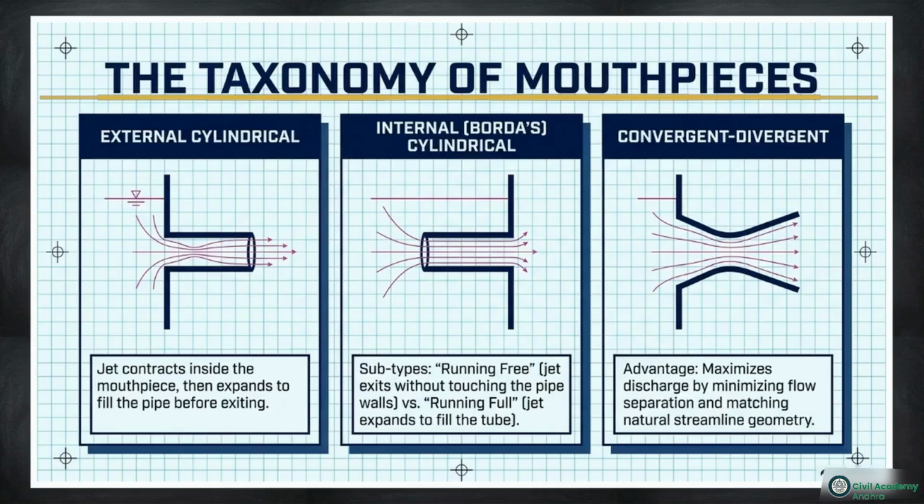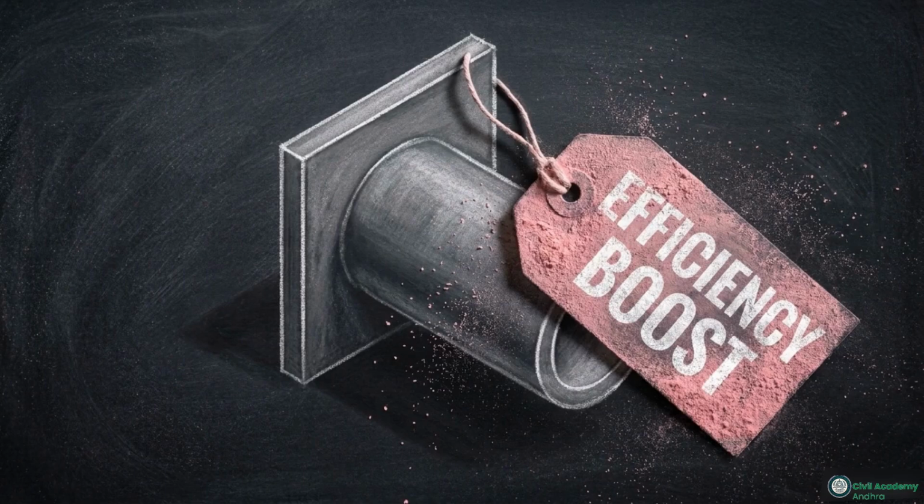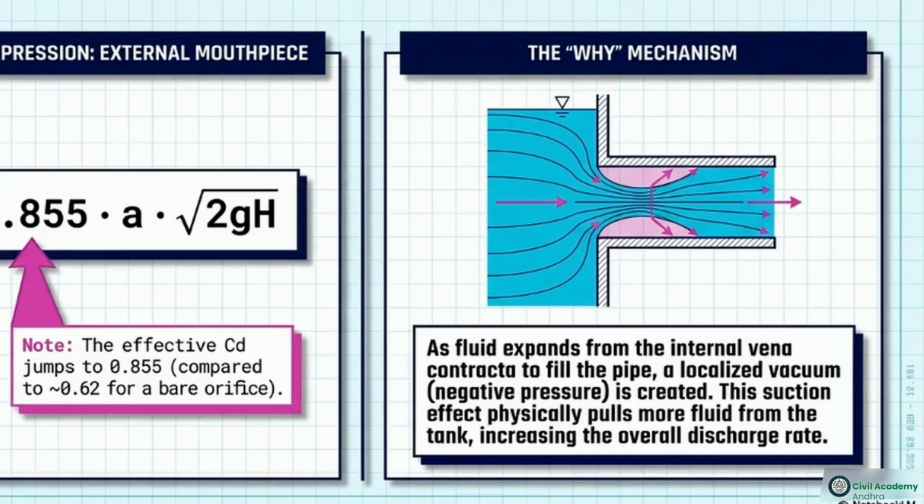This chart breaks down the taxonomy of mouthpieces: external cylindrical, internal, and convergent divergent. Taking the standard external cylindrical mouthpiece, adding this restrictive pipe to an orifice actually drastically increases the total coefficient of discharge to 0.855. Looking at the internal mechanism, we see why.